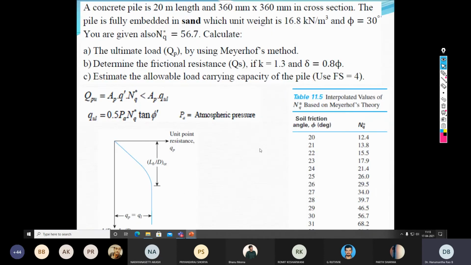If you don't have any question, please note down this sum. I think I have already noted down this sum. So please open. I request everyone, please open.